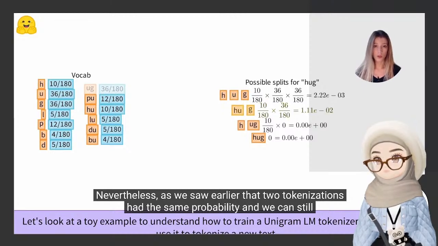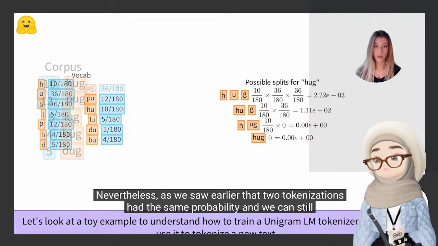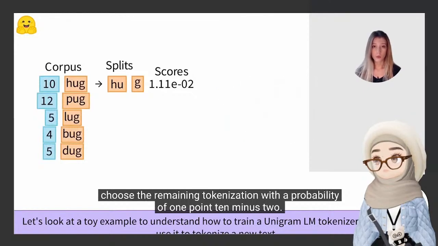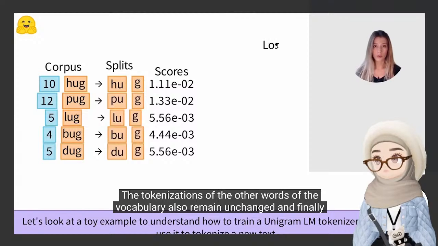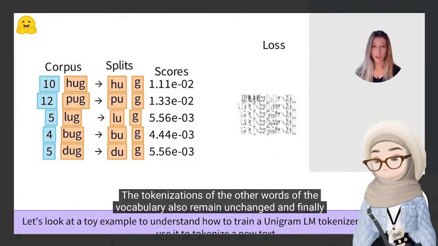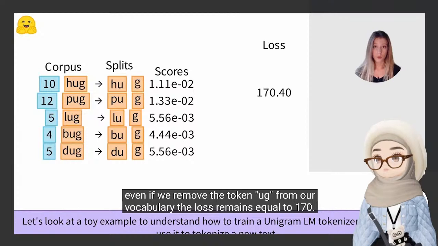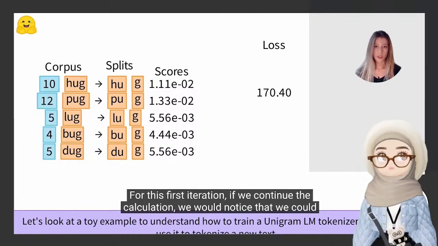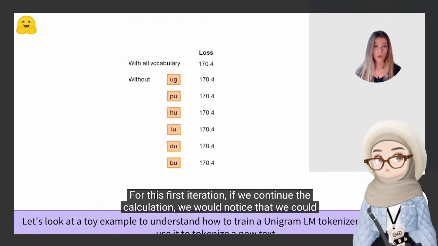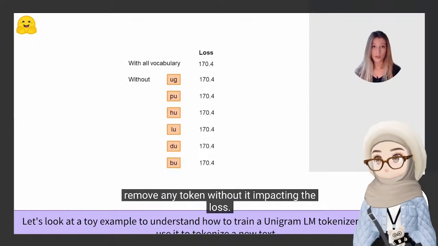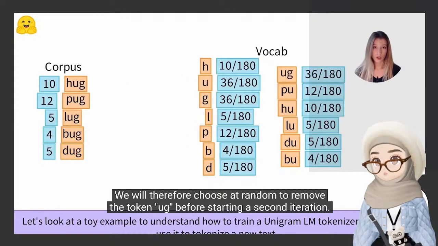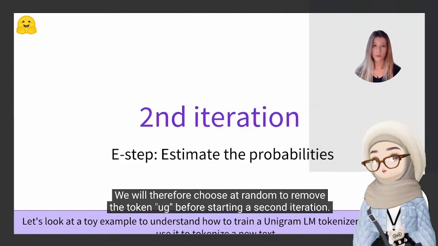Nevertheless, as we saw earlier that two tokenizations have the same probability, we can still choose the remaining tokenization with a probability of 1.10 minus 2. The tokenization of the other words of the vocabulary also remains unchanged. And finally, even if we remove the token HUG from our vocabulary, the loss remains equal to 170. For this first iteration, if we continue the calculation, we will notice that we could remove any token without it impacting the loss. We will therefore choose at random to remove the token HUG before starting a second iteration.